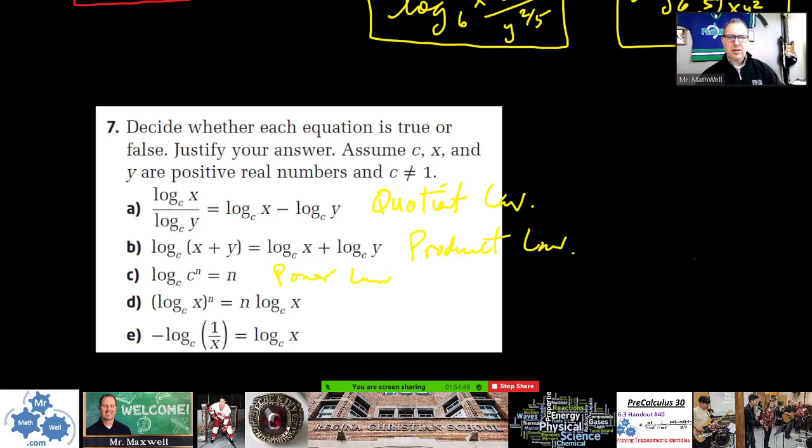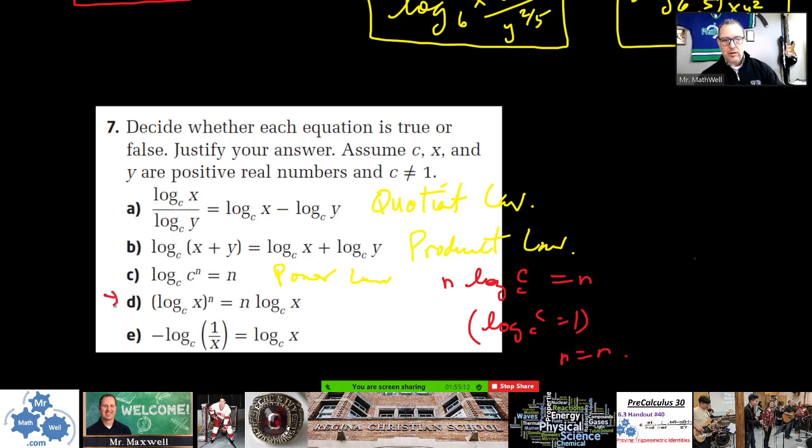And some more justification might be required here because this is not just straight up from the textbook chart. You might want to say n times log of c base c equals n. And then log of c base c is 1, right? So then n equals n. If you did something like that, then that would show, hey, that is true.